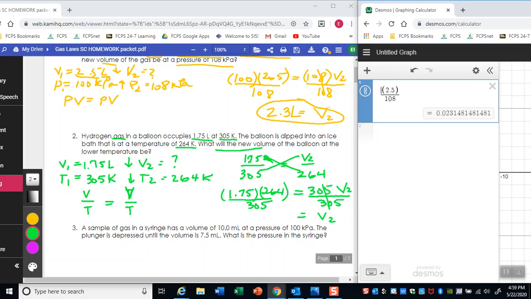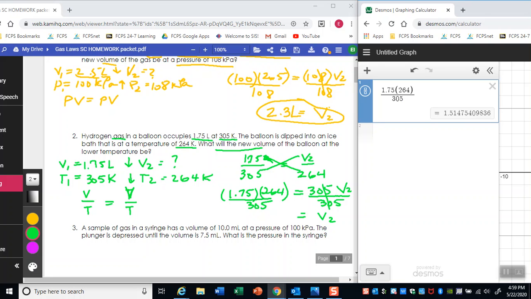So I've got, maybe I'll just start over. I'll just get rid of that. 1.75 times 264 kelvins divided by 305. You don't have to do this in Desmos, you could do this on your calculator or even on your phone. However you do it, make sure you get the right answer, because a lot of times people set it up but they can't do the calculator right.